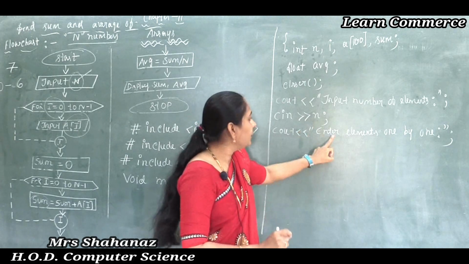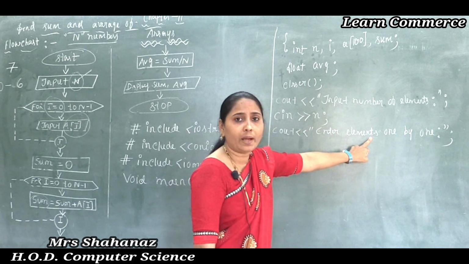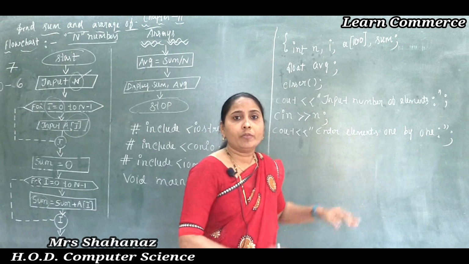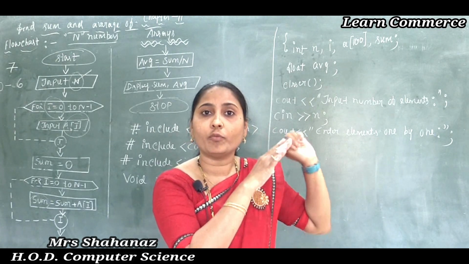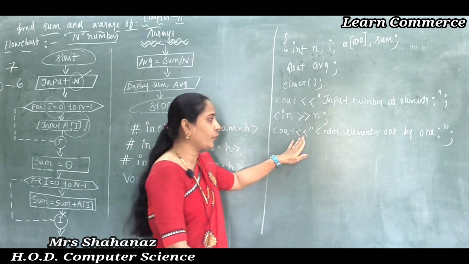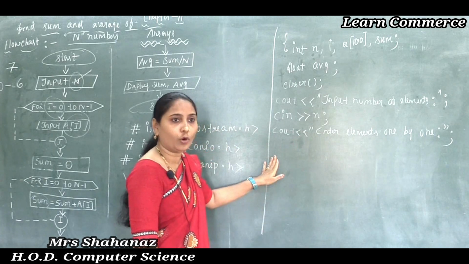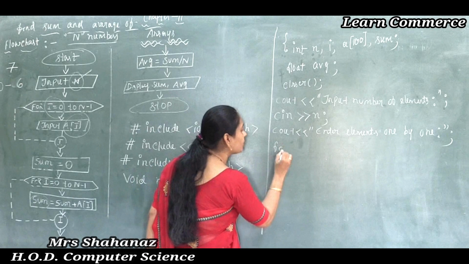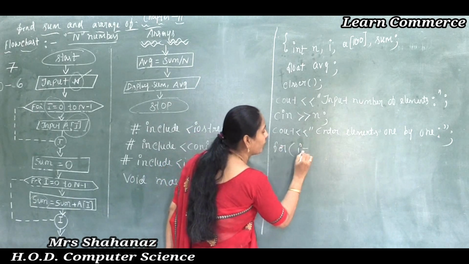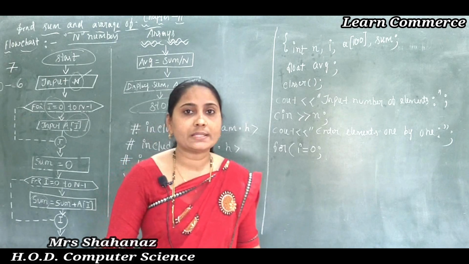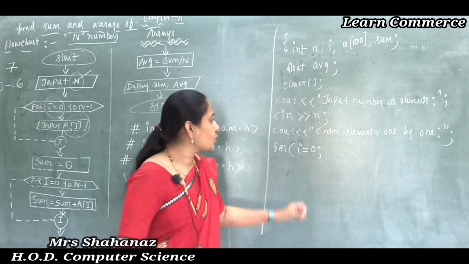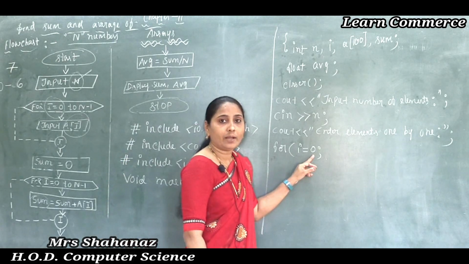After that, the message enter elements one by one appears here. At that time we need to enter 23, 6, 11, 24, 5, 30. But before entering, we need to write the code. So how is the code going to be used? The code for i equal to 0, as we know that the value 23 is at position 0. So I am going to start with i equal to 0.